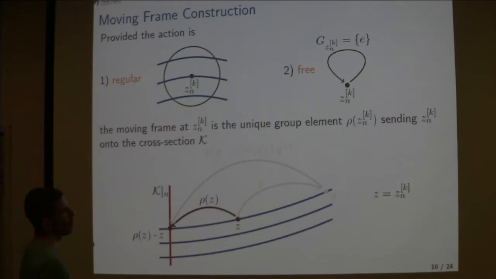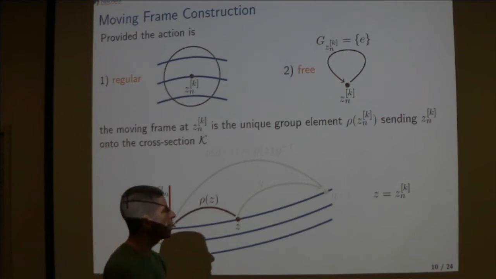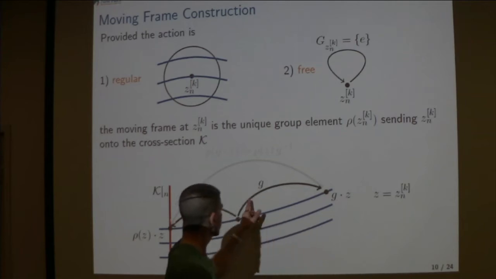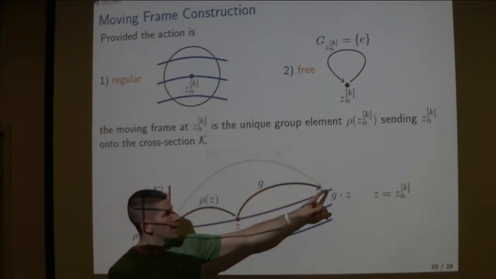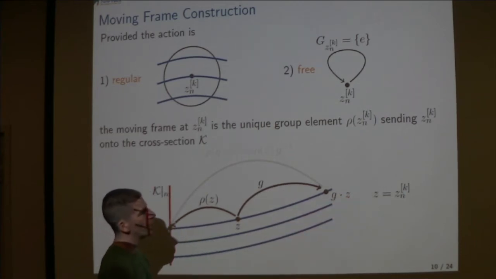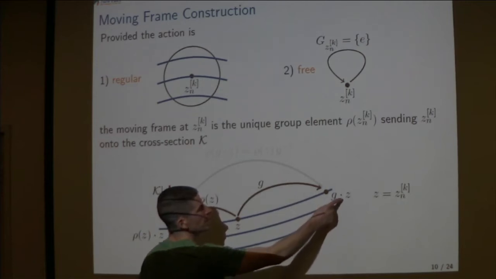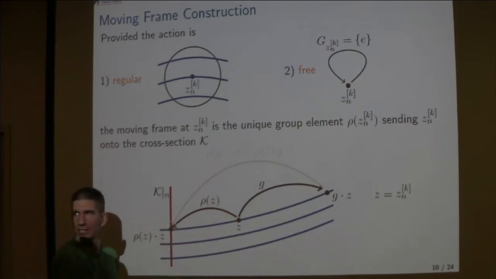Okay, and then we can verify whether such a map satisfies the G equivariance property. So what we do now is we consider the point G of Z. We act on Z by an arbitrary group transformation, so this will send us to GZ. And then, by definition, the moving frame at the point GZ will be the unique group transformation that will send this point GZ back onto the cross-section.